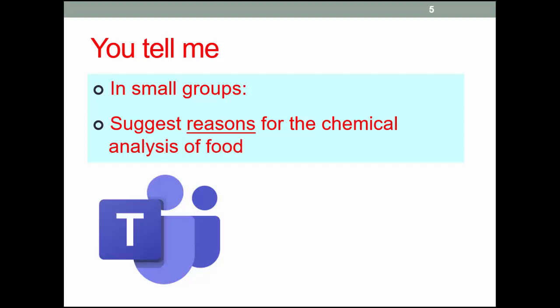So this is something for you to stop the video and go off, preferably in small groups. Suggest reasons for the chemical analysis of food. Try to think of some specific examples of foods and reasons why we might want to understand their chemistry. Collect together, post them onto Teams, and we'll have a look at this a little bit later on in the session or in the next session.